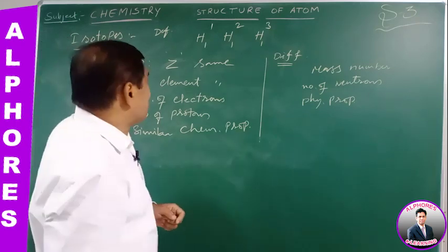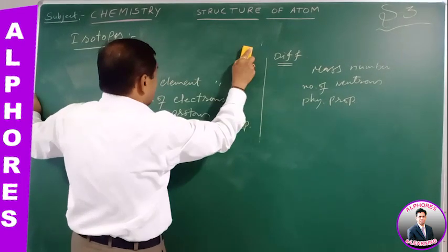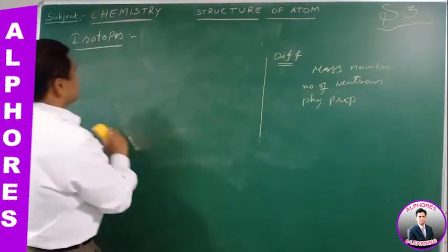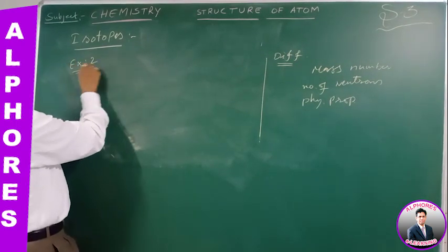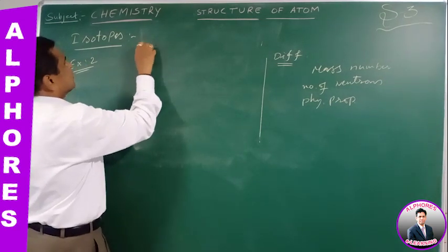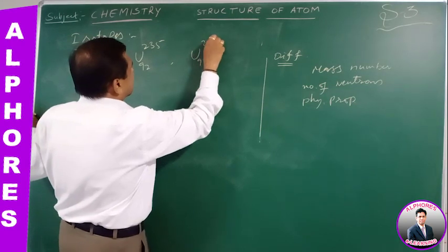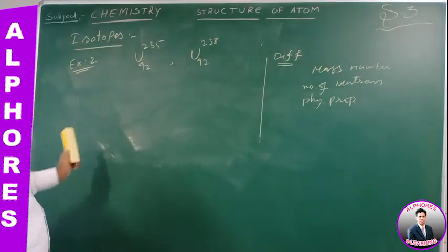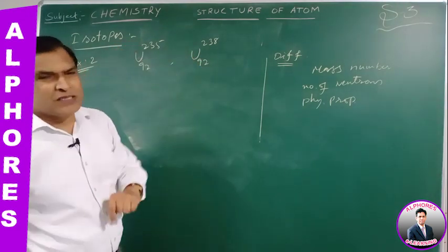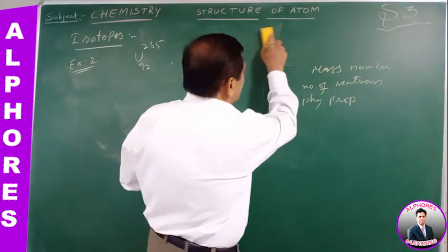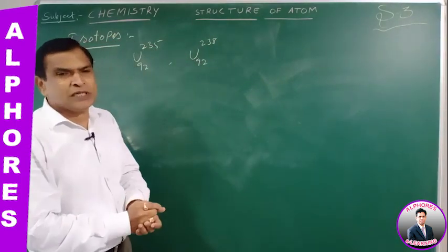Let us see some other examples of isotopes. Example 2: uranium-92-235 and uranium-92-238. These are atoms of uranium with the same atomic number but different mass numbers, so they are nothing but isotopes.